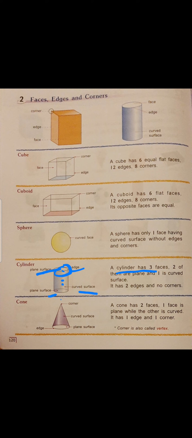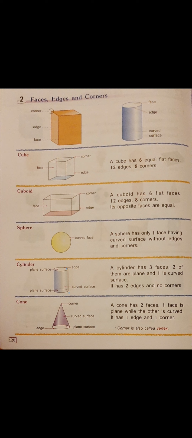And it has how many faces? It has three faces. Two of them are plane and one is curved. It has two edges and no corners. The upper edge and the lower edge. But it has no corner. There is no corner in a cylinder.